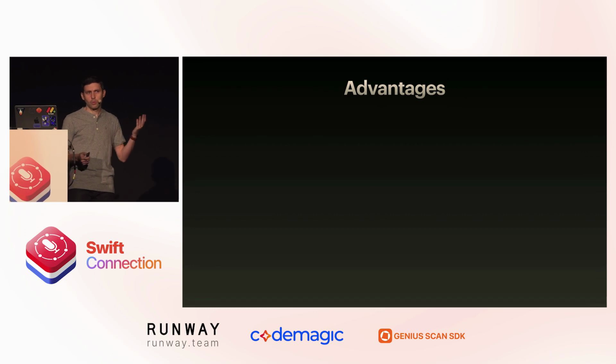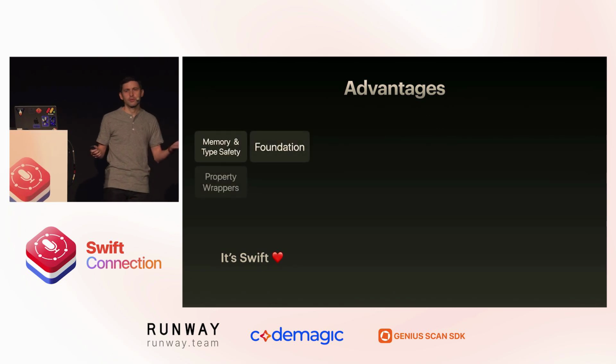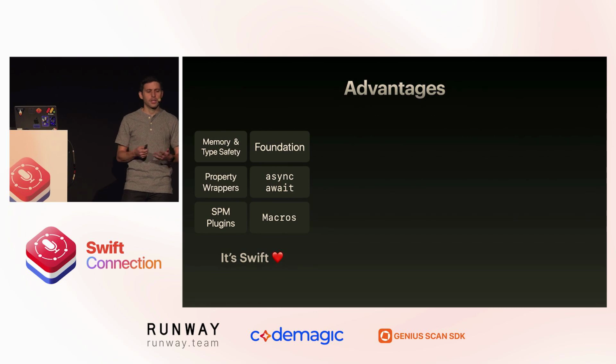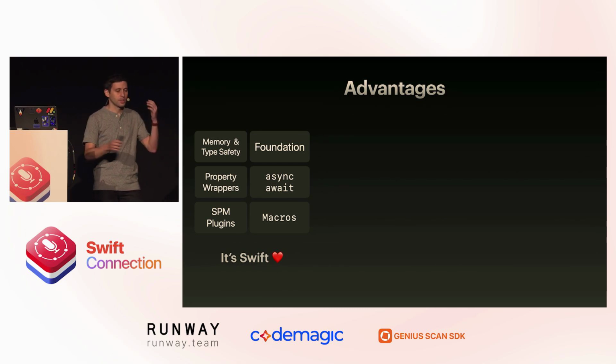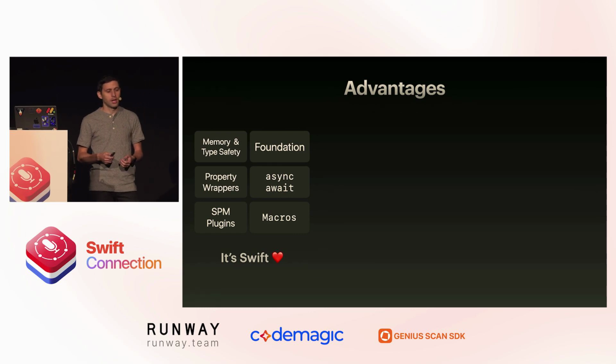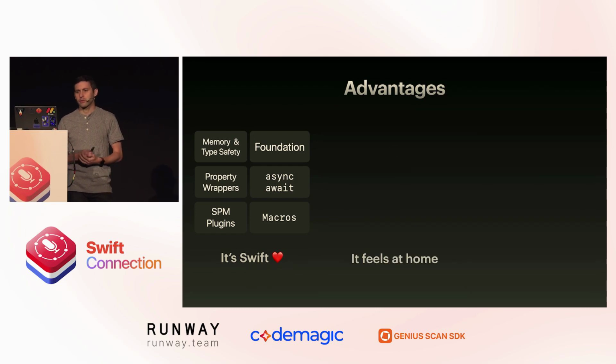So what are other advantages that Swift has? First of all, it's Swift, right? We like having the compiler help us. We like knowing the API and Foundation, property wrappers, async-await. They're very helpful in server and also in command line tools. Not to mention even plugins and macros, which are huge. They're huge helpers in this domain as well.